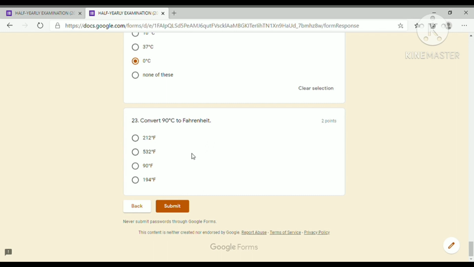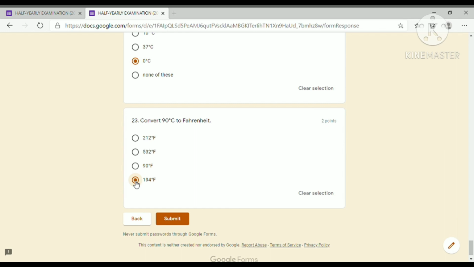So 5 ones are... 18. So 9 into 18 plus 32, if we do, what answer do we get? We got the answer 194. This is the correct answer.